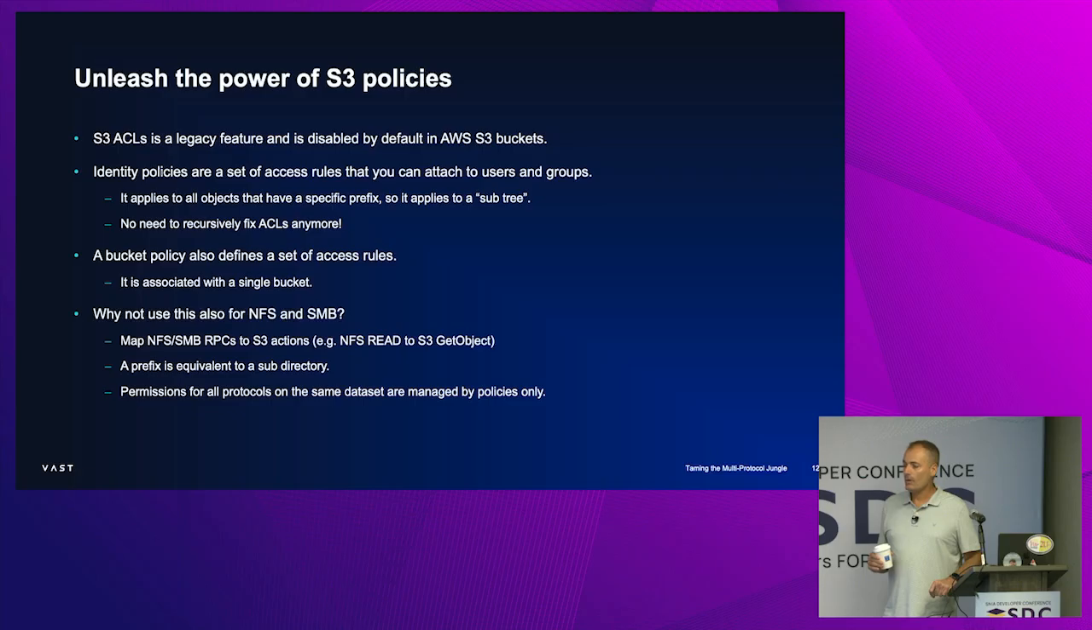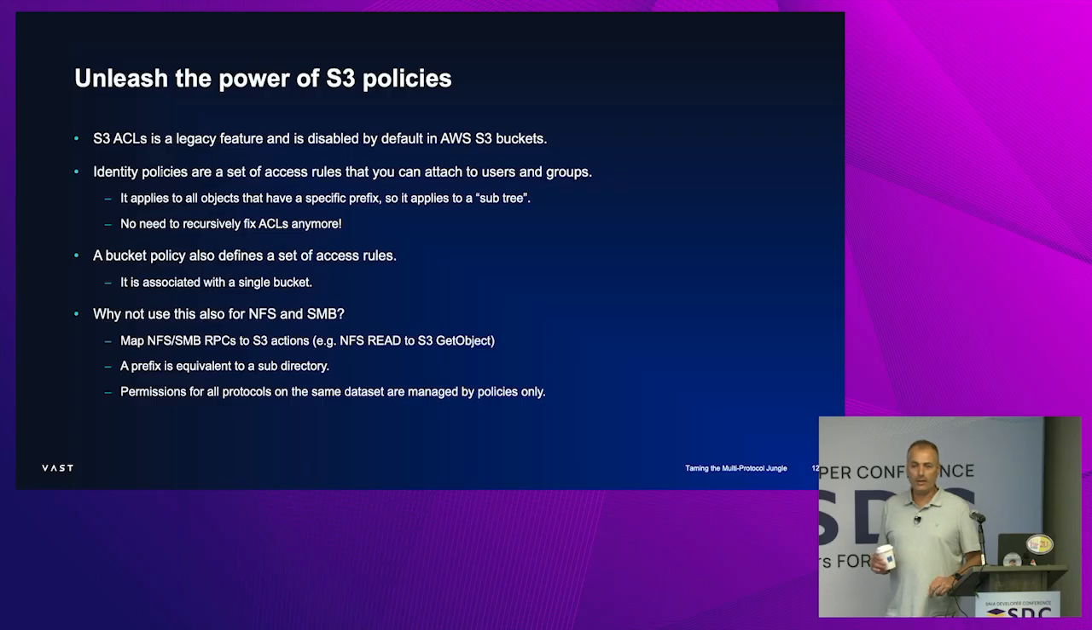And now that you have this JSON configuration, you can attach it to users and groups. And so this is an identity policy. There's also a concept of a bucket policy where you have a very similar JSON configuration, but it applies to a single bucket. With an identity policy, you can put statements for multiple buckets. A bucket policy applies to a single bucket, and for each statement, you also need to state which user or group.